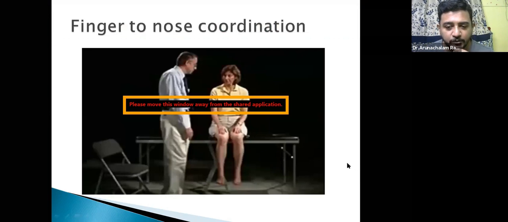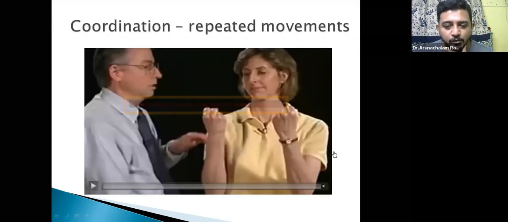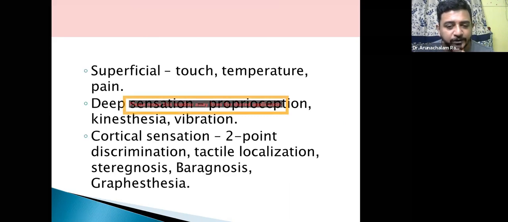So you all know about the coordination test. This was a presentation prepared for undergraduates. I really don't want to waste your time telling you how to do the test, because this is not about how to do a test, it is about how to differentiate. So next to the motor system, you are going to assess the superficial touch, temperature and pressure sensation, deep sensation, and then cortical sensation.